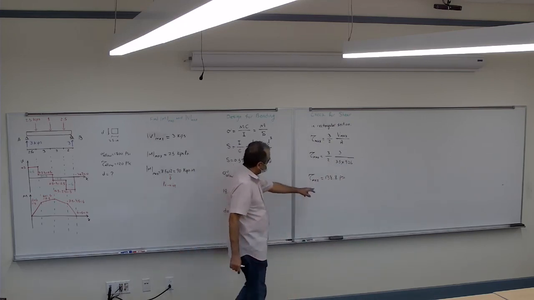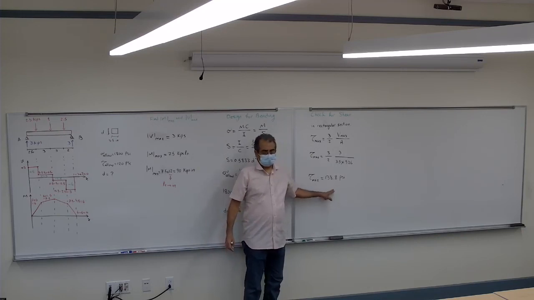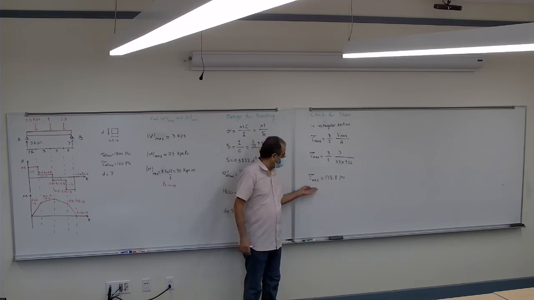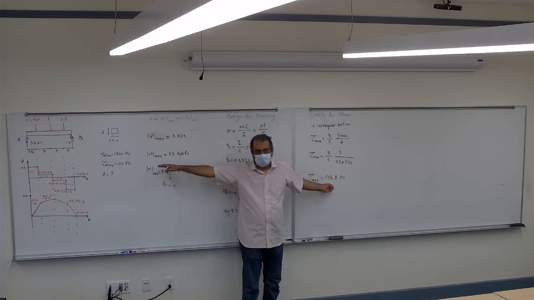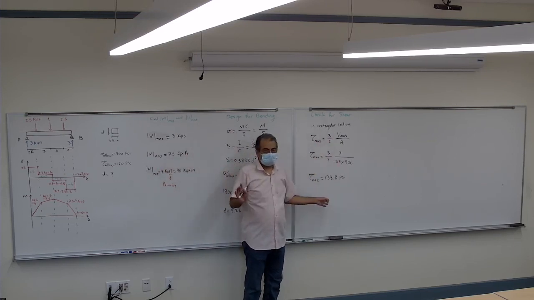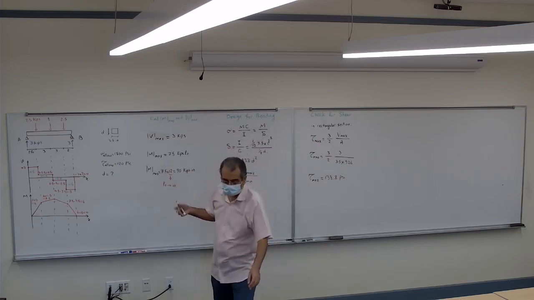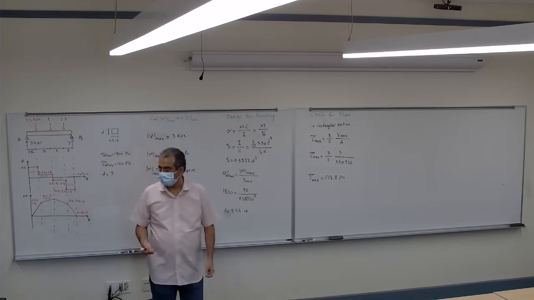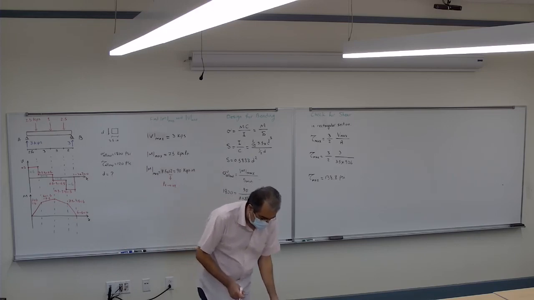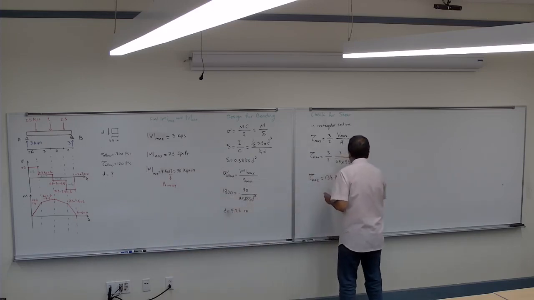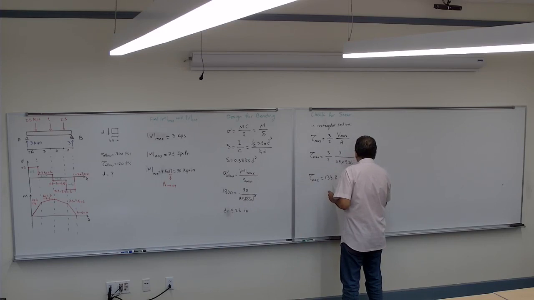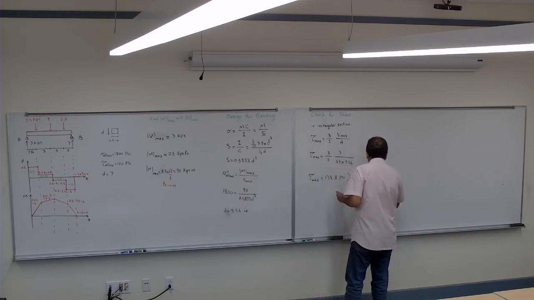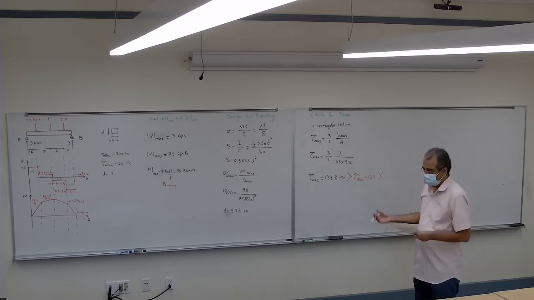So look at that. The tau max that happened in my cross section is going to be 138. How much is allowed? 120. So if I design it for the bending, it's going to fail under shear. As I said, usually it's not the case, but as you can look at here, it is larger than the allowable, which is 120. So we cannot use that because it's going to fail under the shear.